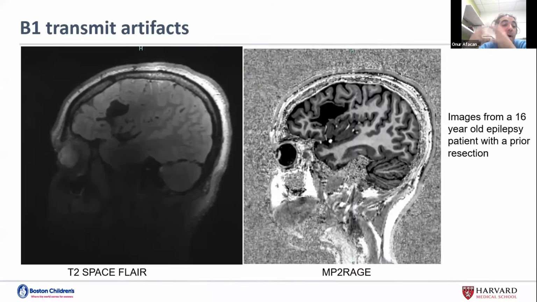Here's an example of how MP2-RAGE actually corrects for these kinds of artifacts. And on the left, again, these are from the same subject, the 16-year-old epilepsy patient with a prior resection. And the left image is a T2 SPACE FLAIR image in sagittal view. And as you can see, the temporal lobe is completely gone. And the same slice on the MP2-RAGE image, as you can see, we almost have a perfect MP2-RAGE image.